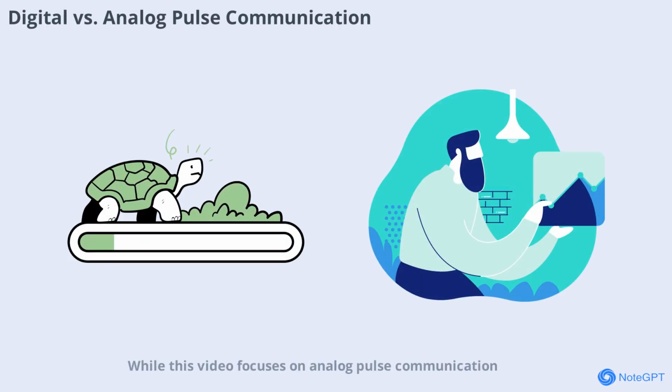While this video focuses on analog pulse communication, it's important to note the differences between analog and digital pulse systems. Digital pulse communication uses discrete values, offering greater noise immunity and easier error correction. Analog pulse systems, on the other hand, provide a more direct representation of the original signal, but are more susceptible to noise. Both approaches have their place in modern communication technology.